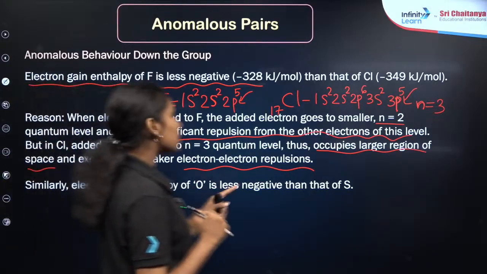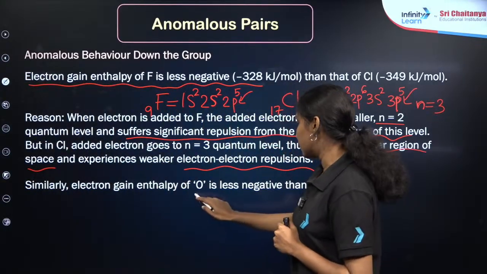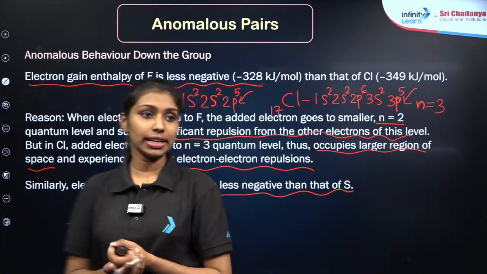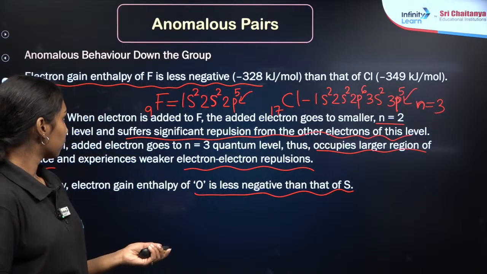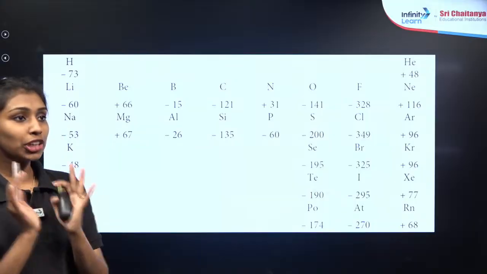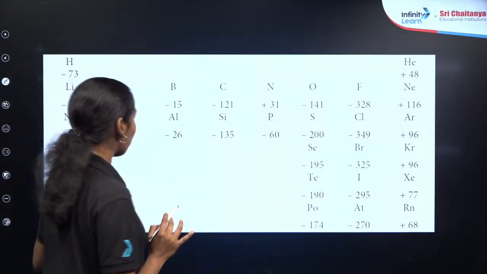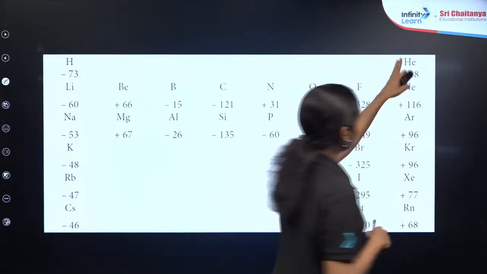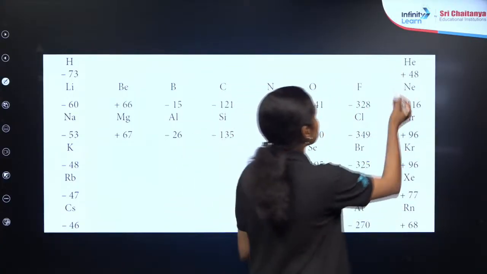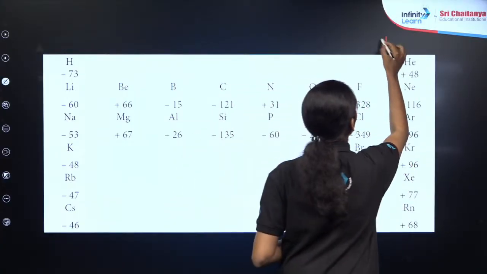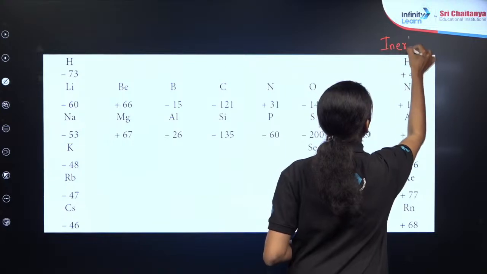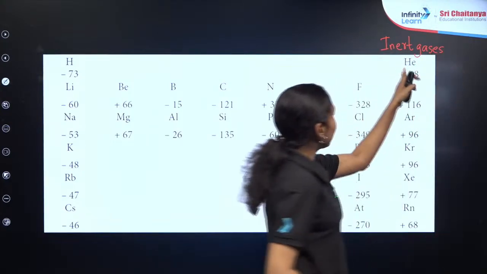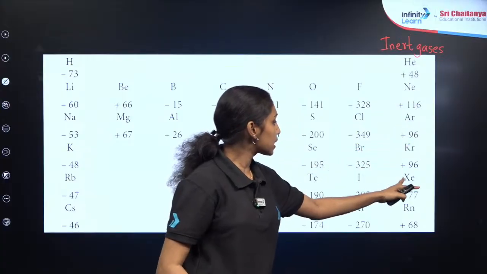Similarly, one more anomalous pair is here, that is oxygen and sulfur. Oxygen and sulfur, right? This is the table of electron gain enthalpy values for the elements. As you can see here, these are the inert gases or noble gases: helium, neon, argon, krypton, xenon and radon.